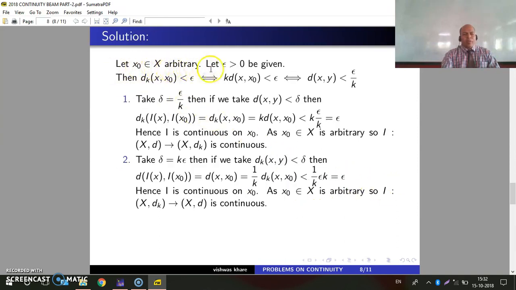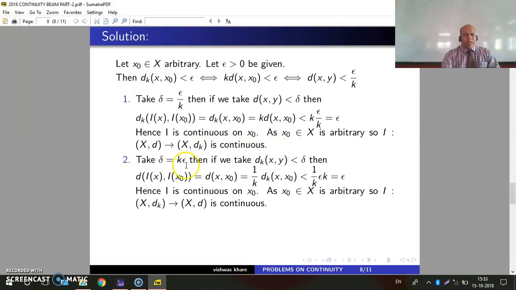Solution. Let x naught belongs to X be arbitrary. Let epsilon greater than 0 be given. Then dk(x, x naught) less than epsilon if and only if by definition k times d(x, x naught) less than epsilon if and only if d(x, x naught) is less than epsilon by k. Now for the first, take delta is equal to epsilon by k. Then if we have d(x, x naught) less than delta, then dk(I(x), I(x naught)) is equal to dk(x, x naught), which is equal to k times d(x, x naught) less than k times epsilon by k, which is equal to epsilon. Hence I is continuous at x naught. As x naught belongs to X is arbitrary, so I from (X, d) to (X, dk) is continuous.